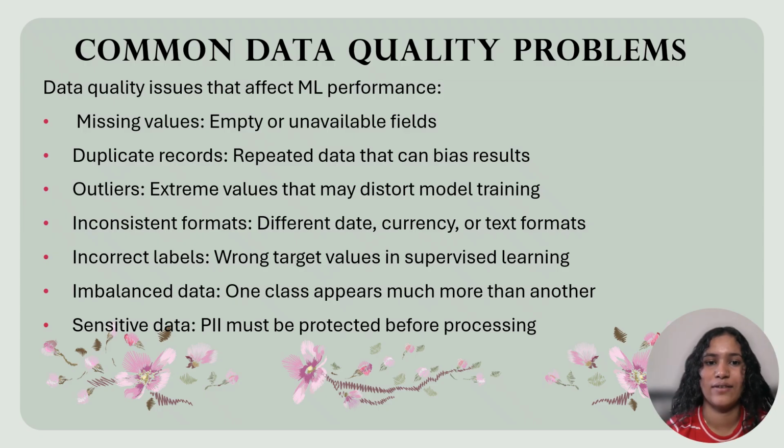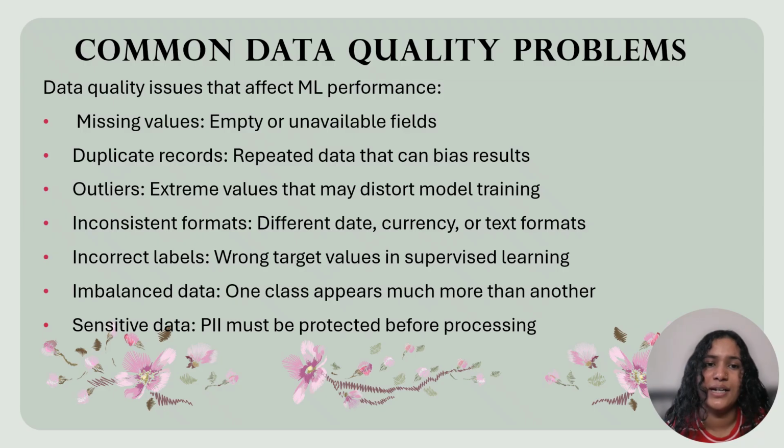Then, inconsistent formats are also a challenge. Data may be stored in different ways, such as dates written as January 5, 2025 in one place and May 1, 2025 in another. This inconsistency can cause confusion during analysis. Incorrect labels are another serious problem. In supervised learning, labels represent the correct answers. If these labels are wrong, the model learns incorrect relationships and produces inaccurate predictions.